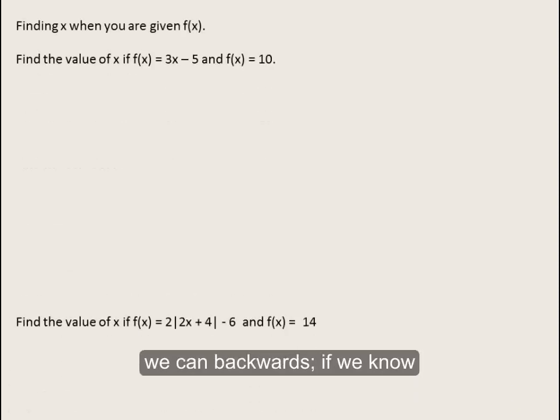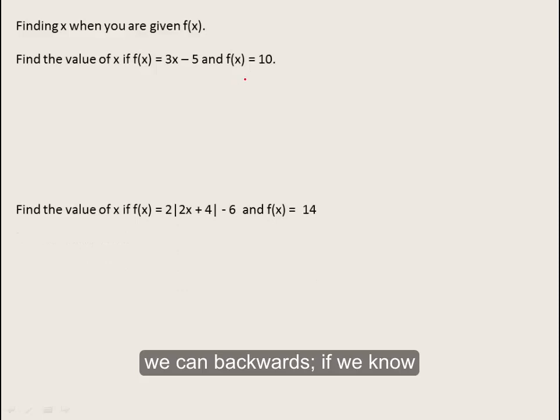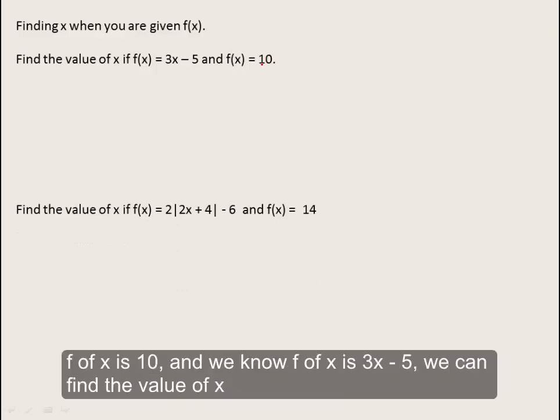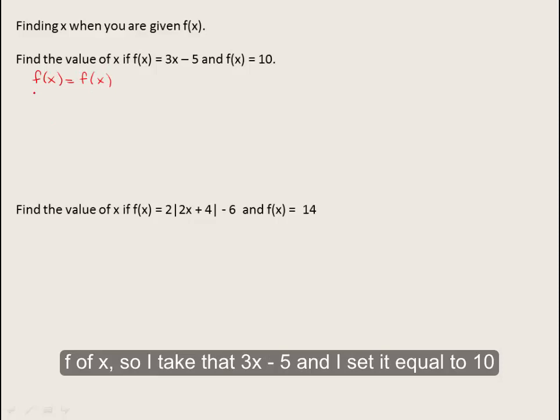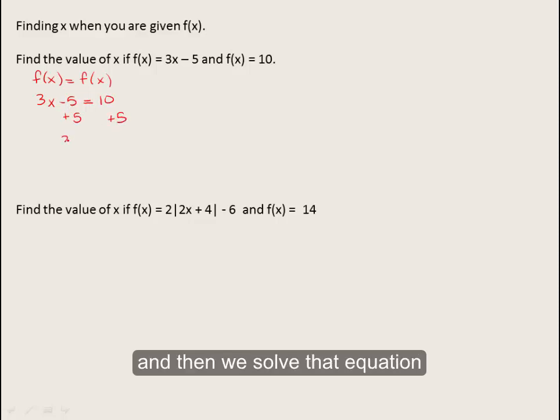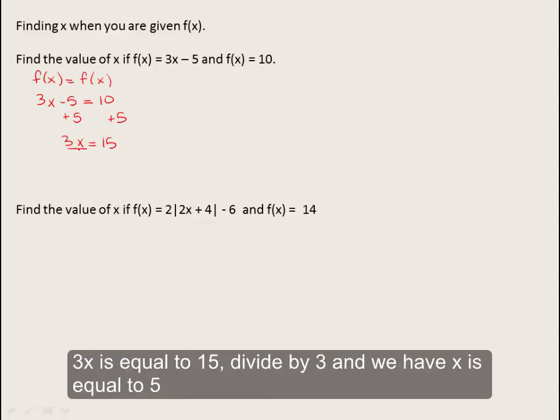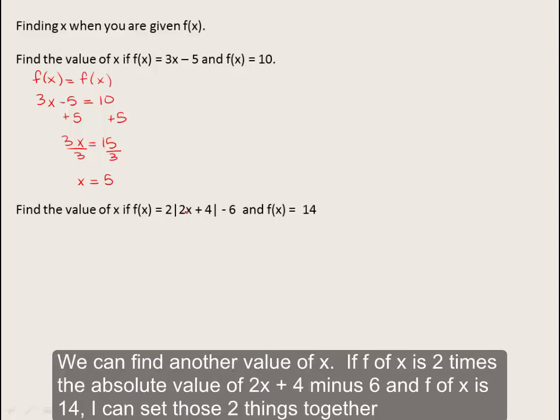We can go backwards. If we know f of x is 10, and we know f of x is 3x minus 5, we can find the value of x. So I take that 3x minus 5 and I set it equal to 10. And then we solve that equation. 3x is equal to 15. Divide by 3. And we have x is equal to 5.